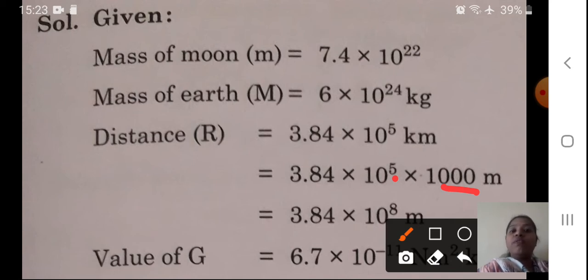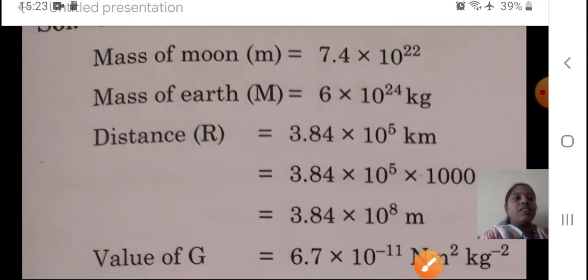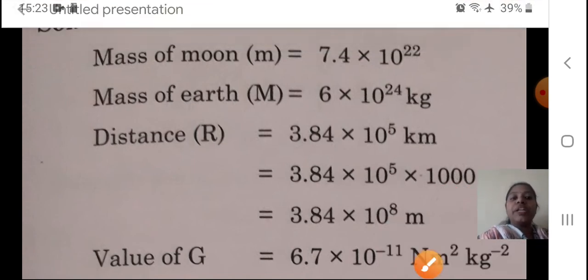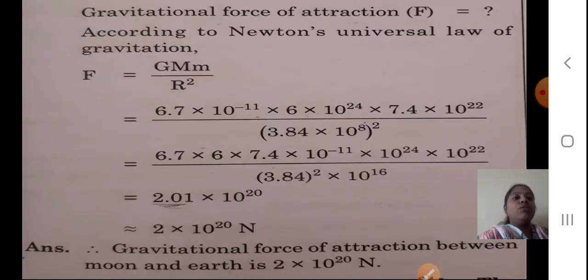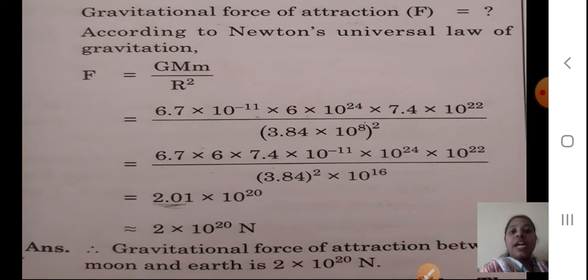The value of G is already given to you, students, in the question itself: 6.7 into 10 raised to minus 11. We have to just substitute all these values in our formula. Now, the gravitational force of attraction we have to find, that is F. According to Newton's universal law of gravitation, what is the formula, students? F is equal to G capital M small m upon R square. So I have substituted the values.